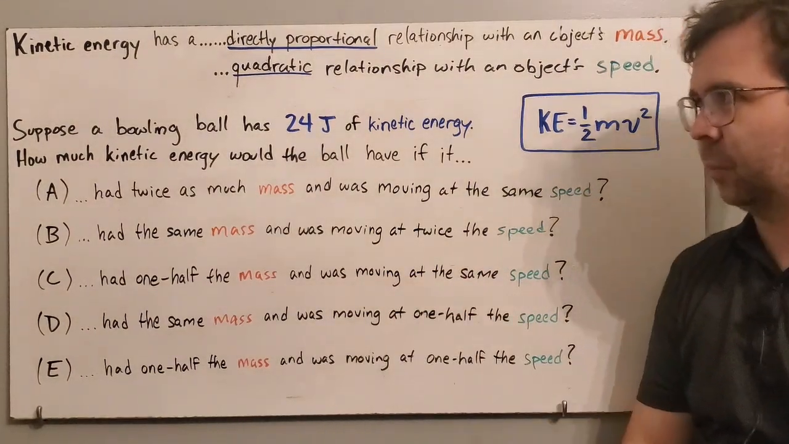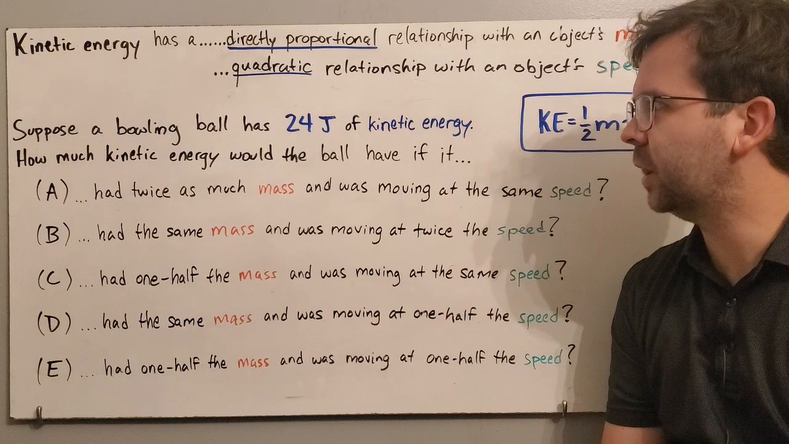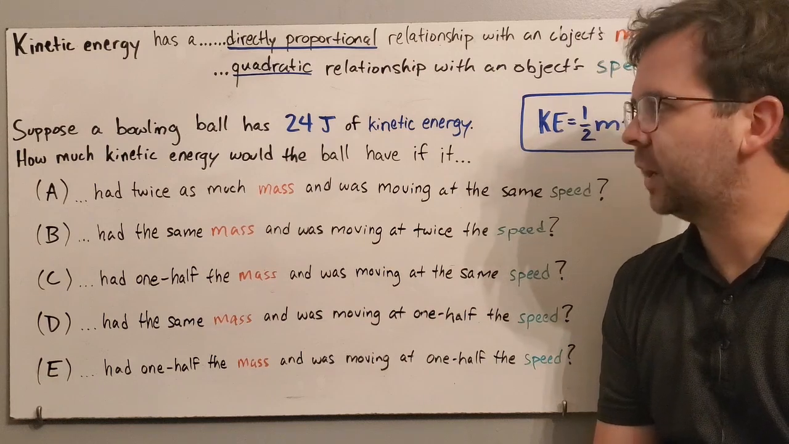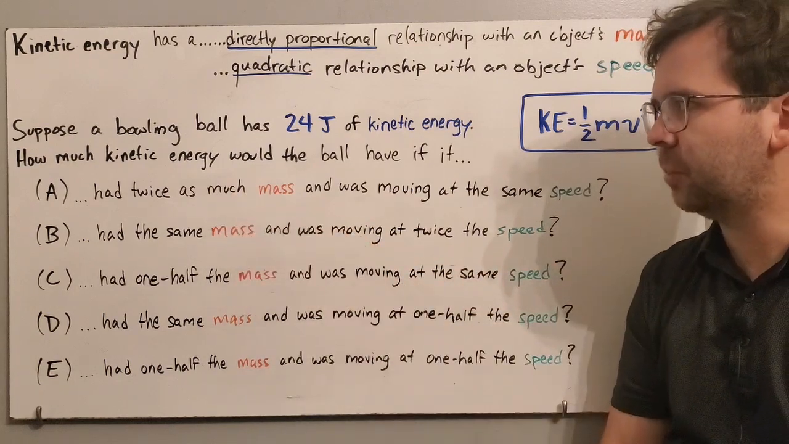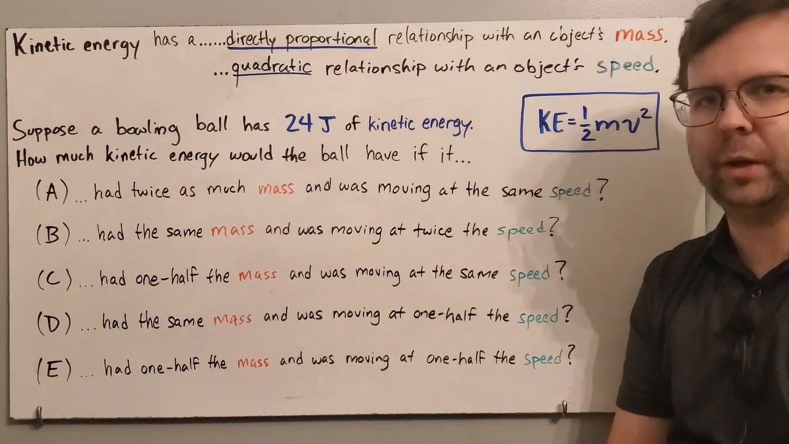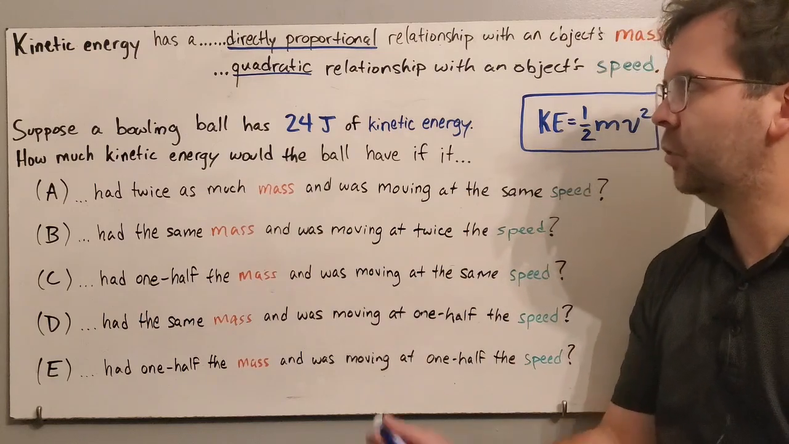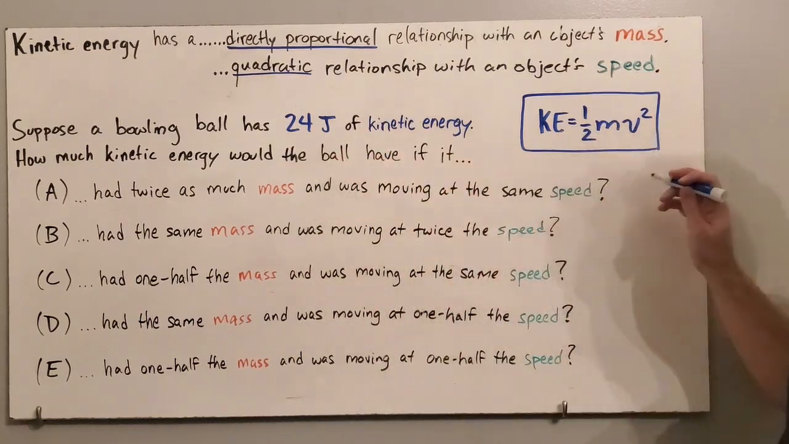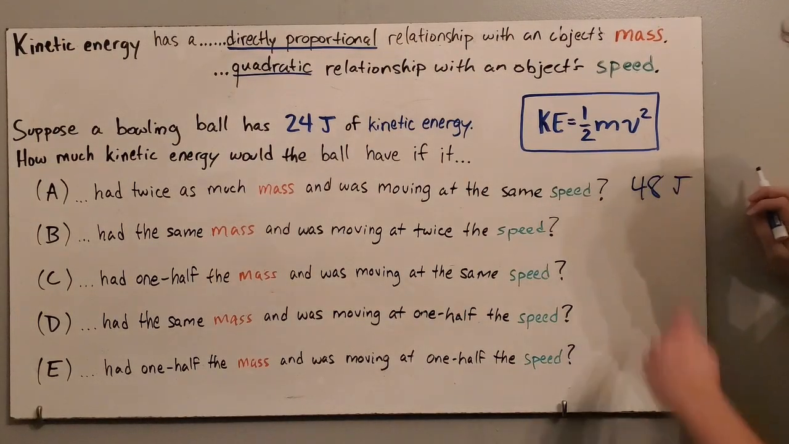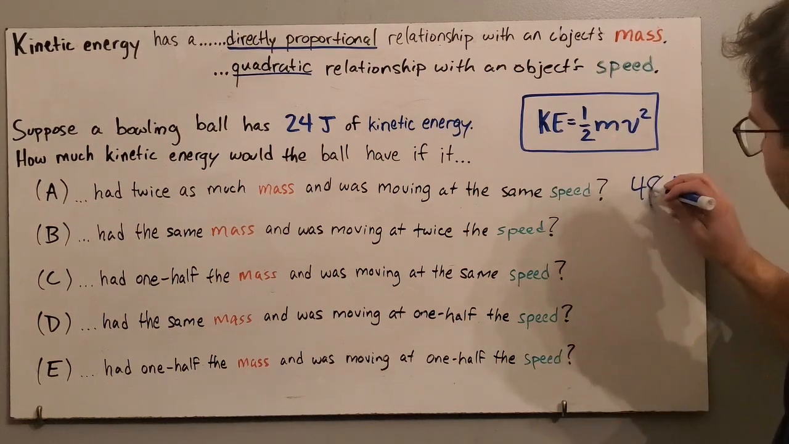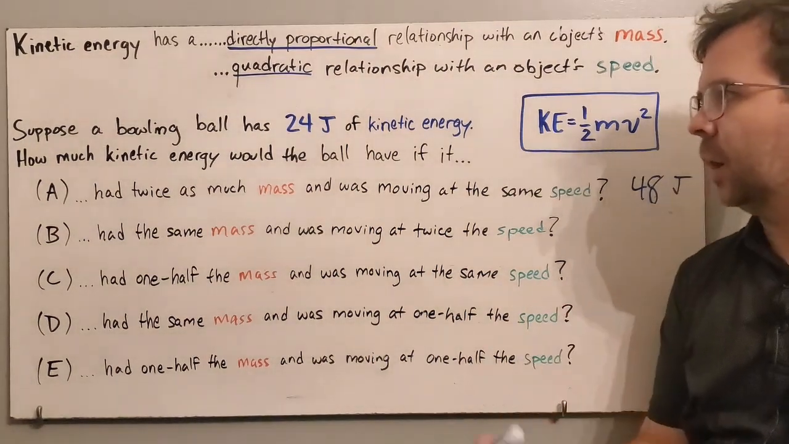So let's look at some example questions here. Suppose a bowling ball has 24 joules of kinetic energy. How much kinetic energy would the ball have if it, A, had twice as much mass and was moving at the same speed? So we've doubled the mass, the speed does not change. So doubling the mass means we're going to double the kinetic energy. So it would have 48 joules. Okay, so 48 joules of kinetic energy if you double the mass.